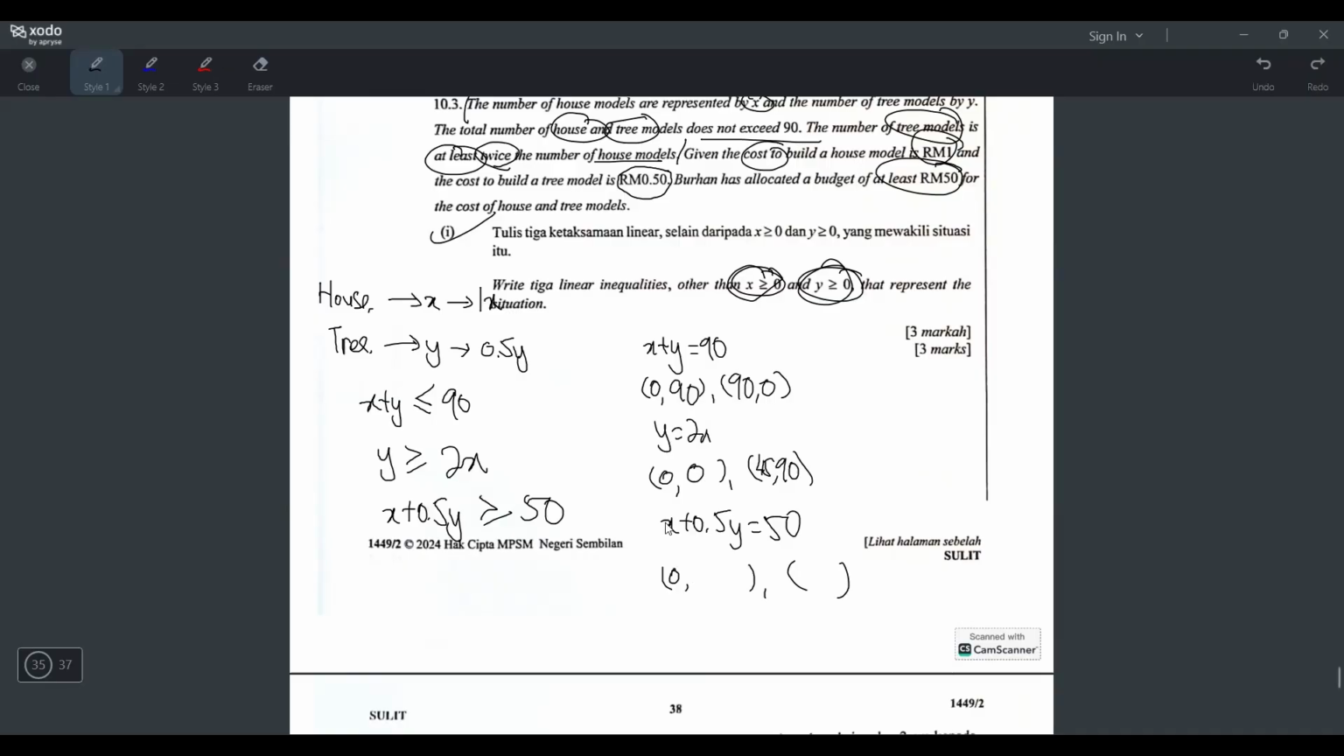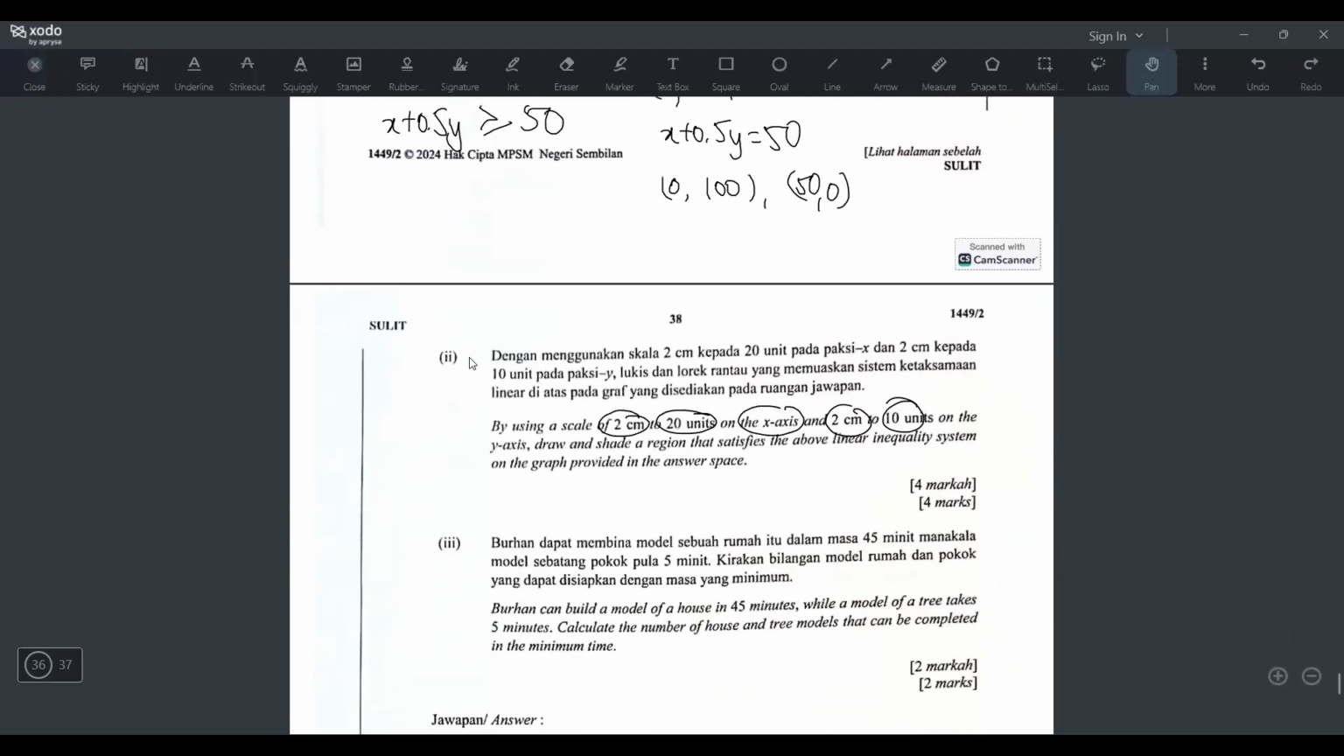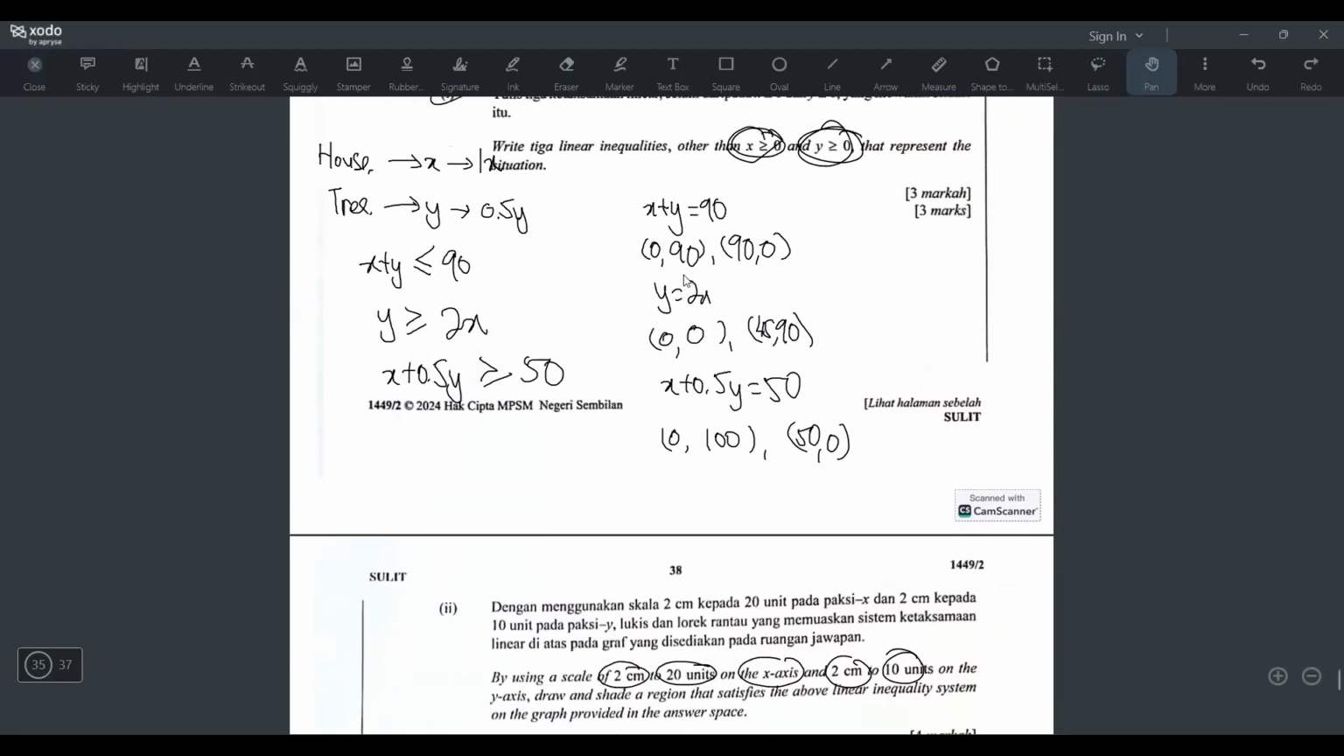Now for our last line, when x equals 0, my y will be 50 divided by 0.5, which is 100. And what happens when I sub y 0? My x will be 50, right? So I'm done with all the coordinates. Now I can go to my graph and draw these three lines.